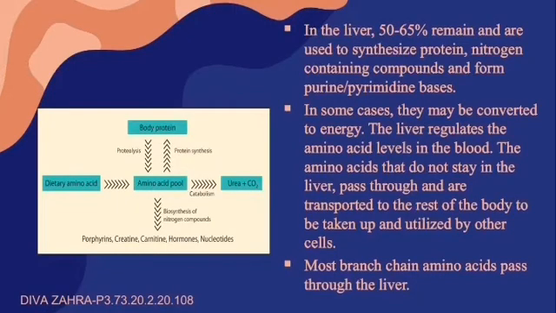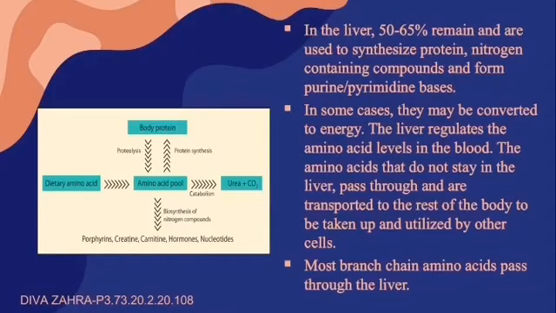In the liver, 50 to 65% remain and are used to synthesize protein, nitrogen-containing compounds, and purine or pyrimidine bases. In some cases, they may be converted to energy. The liver regulates the amino acid levels in the blood.